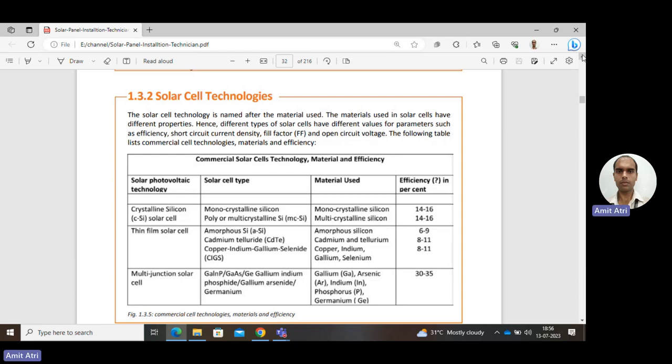Next type is the multi-junction solar cell. It consists of gallium, arsenic, indium, phosphorus, and germanium, and the efficiency is 30 to 35%.